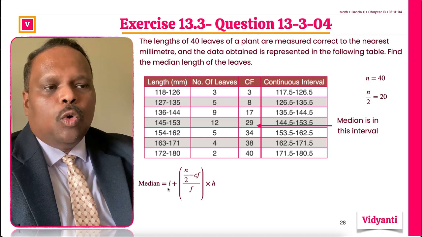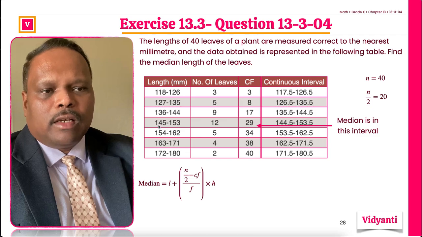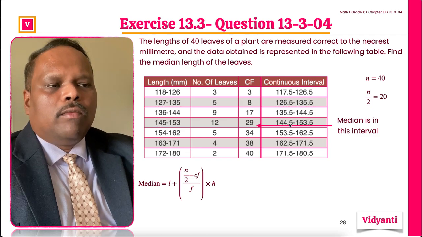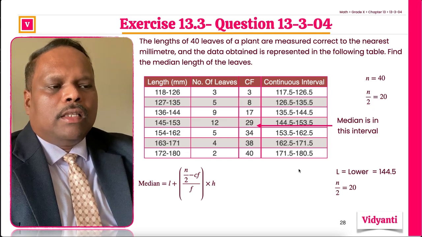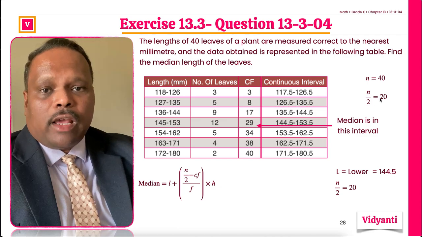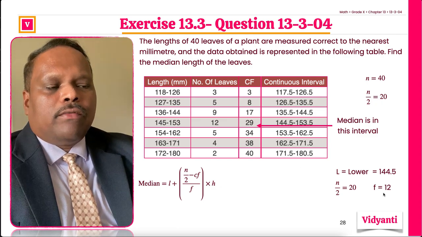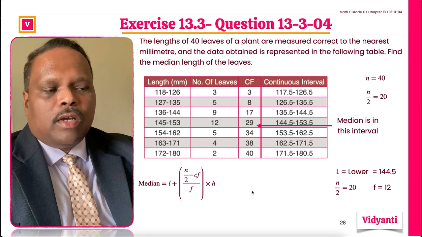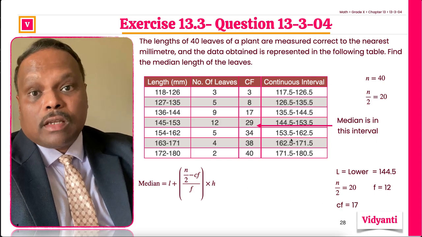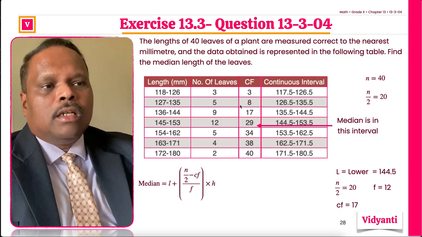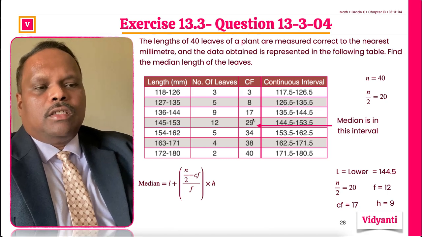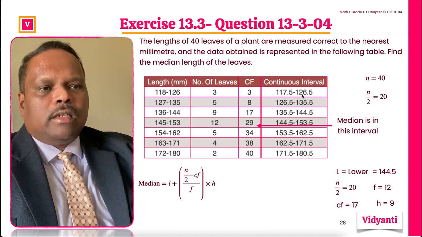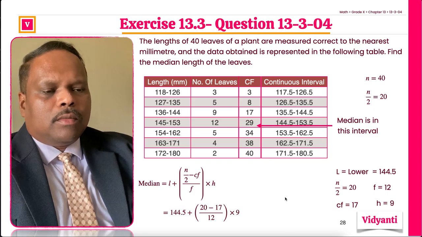L value is the lower limit of the class interval. That's 144.5. Now people will make a mistake, right? 145, that's wrong. Take 144.5. And then N by 2, we have just calculated as 20. F is the frequency of that class interval, which is 12. Cumulative frequency of the previous class interval, here people make a mistake, is 17. And H is the width of the class interval, it's 9. So that would be sufficient to plug in the values.